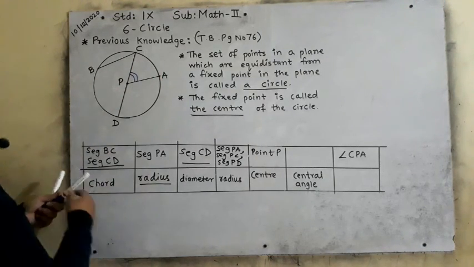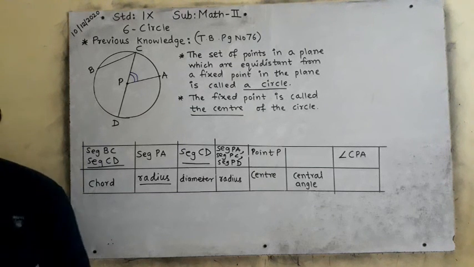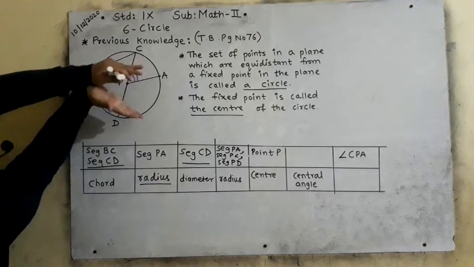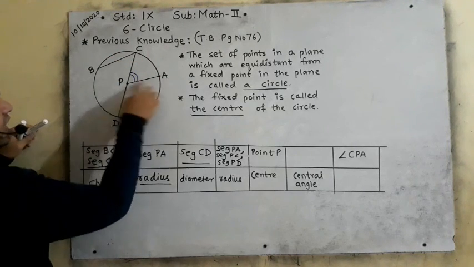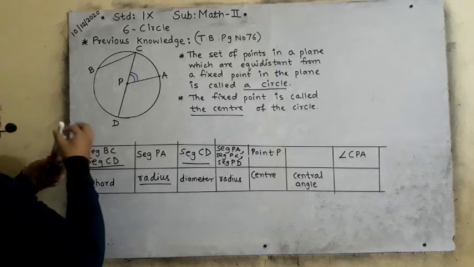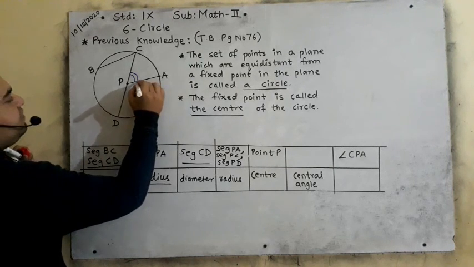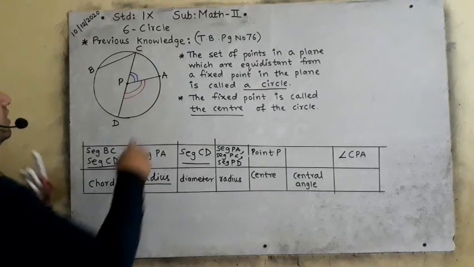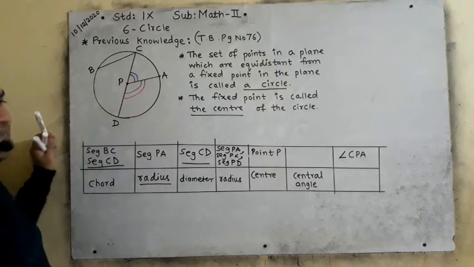So now here one more central angle is there. Just tell me which one. Can you see here? See this APD. It is also a central angle. Yes or no? So here I will use a different color to show the central angle. So here APD is a central angle.